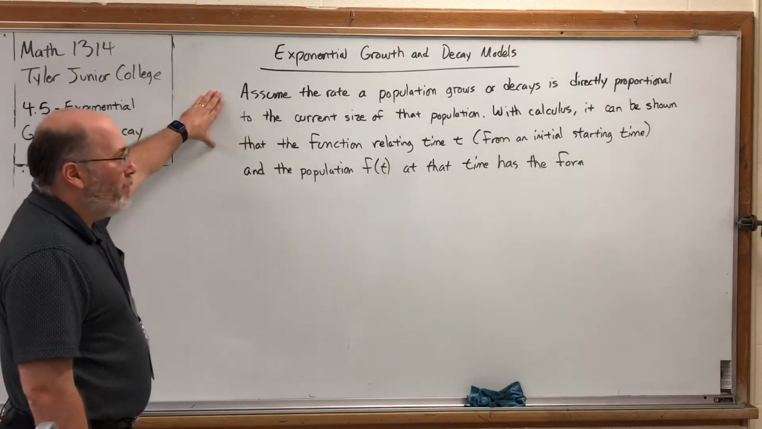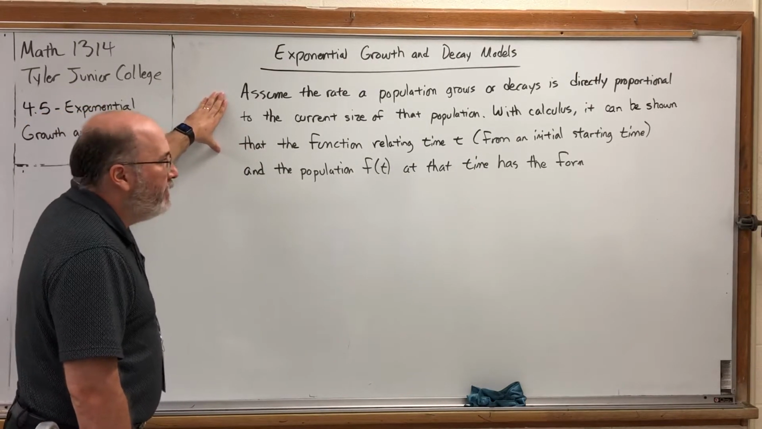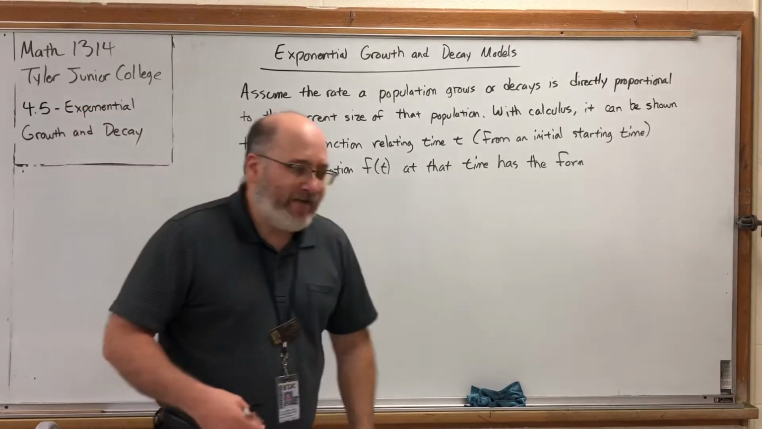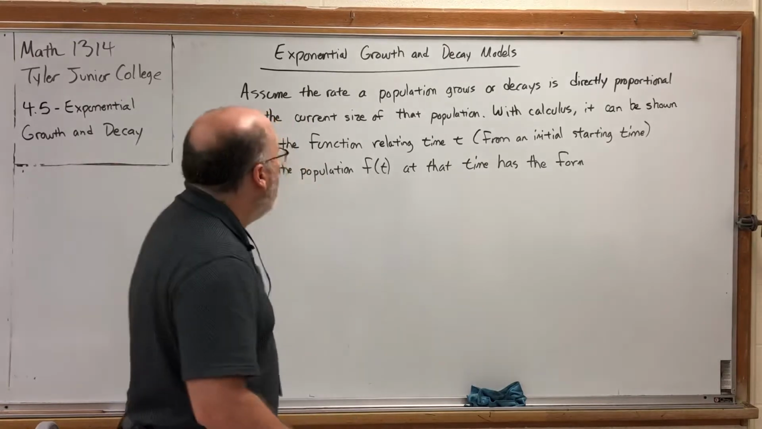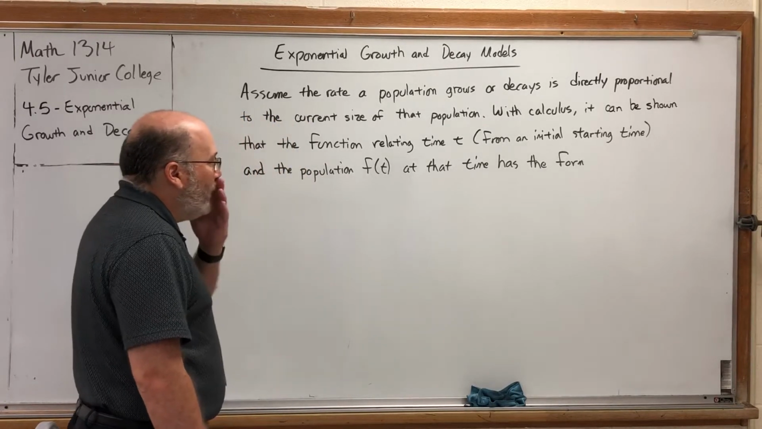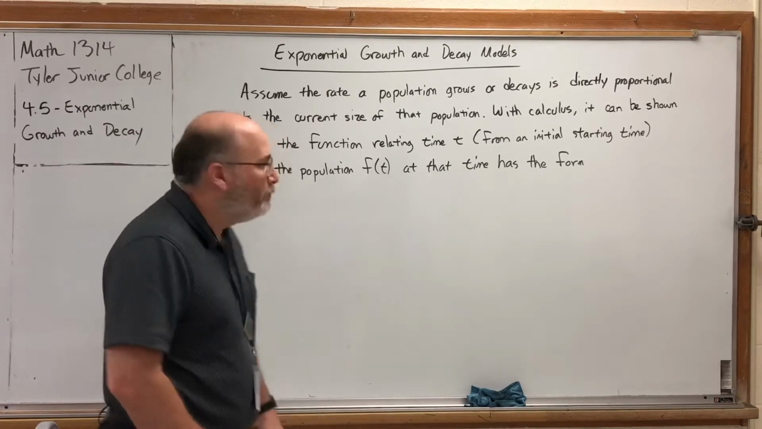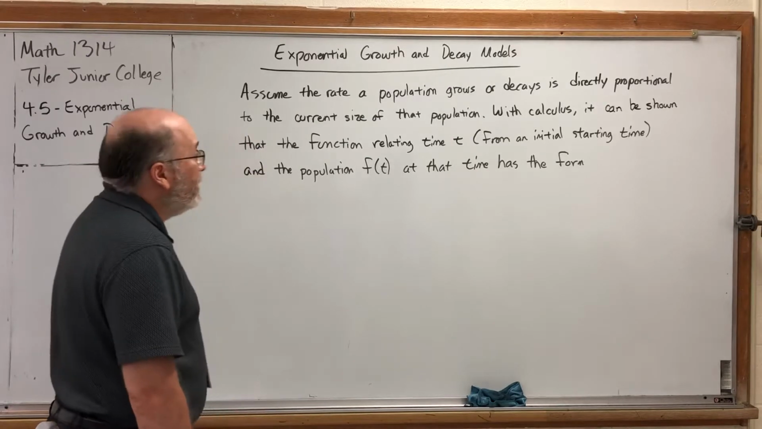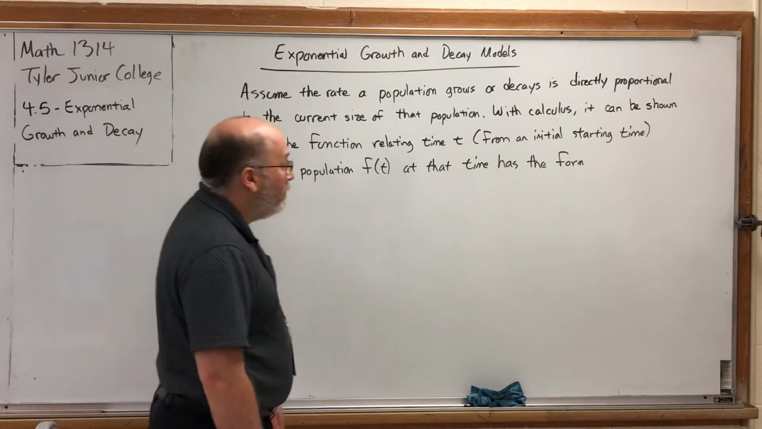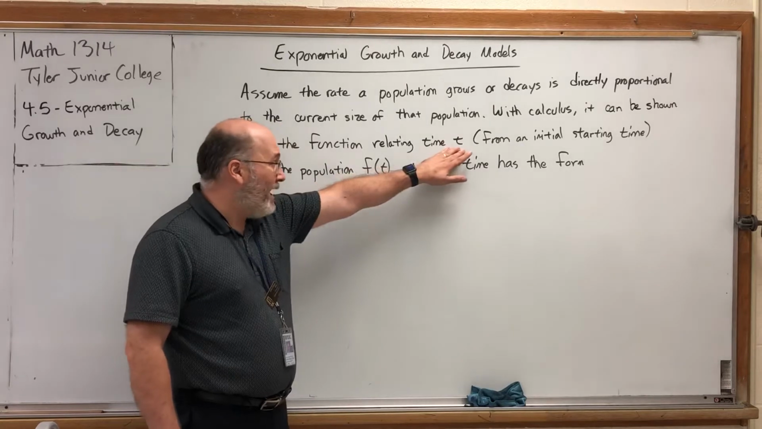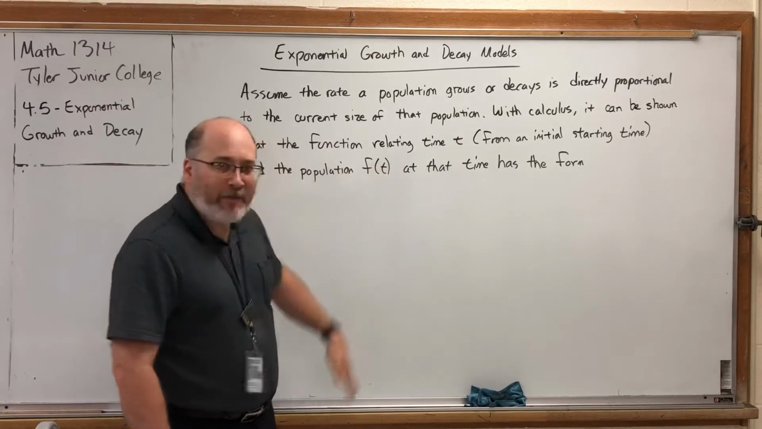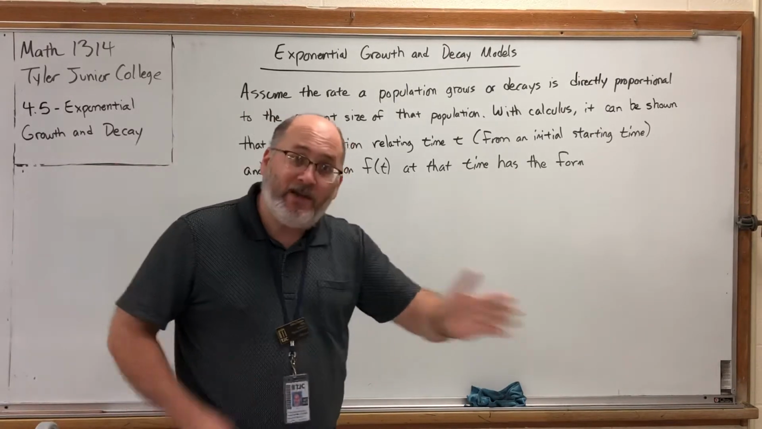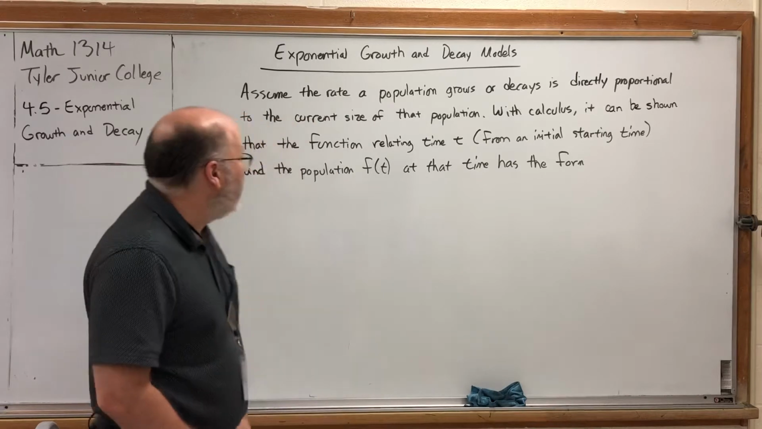Well, let's assume that the rate of population grows or decays is directly proportional to the current size of the population. So the more rabbits you have, the faster the population grows. The more radiation in the air, the faster it decays. With calculus, and don't worry, I'm going to spare you the calculus, it can be shown that there's a function that relates the time that's elapsed to the current population. In other words, a function that can answer the question, what will the size of the population be after a certain amount of time has elapsed?